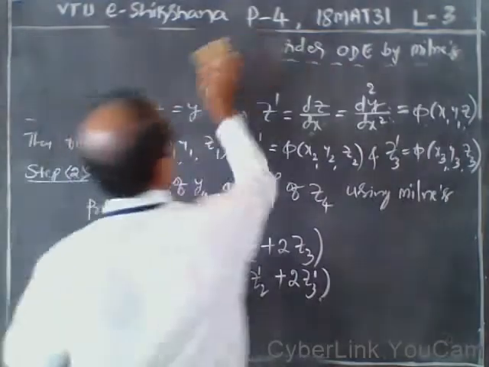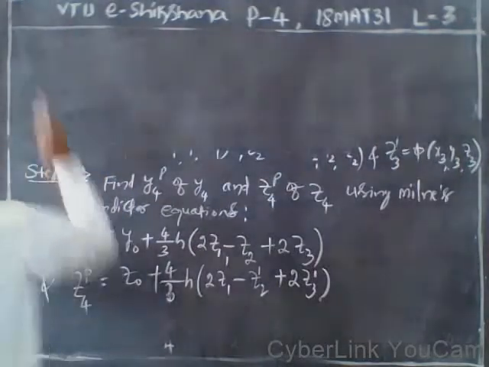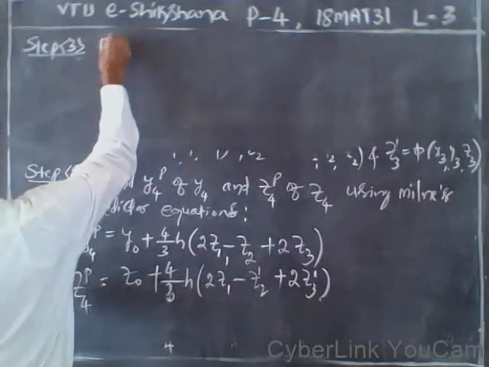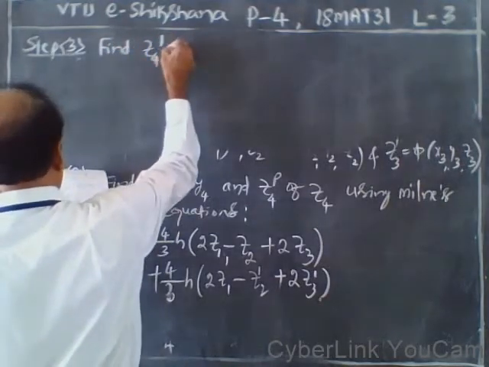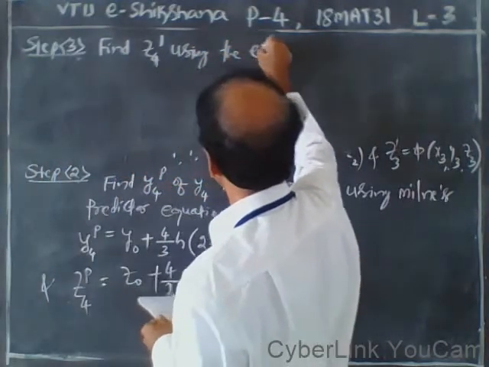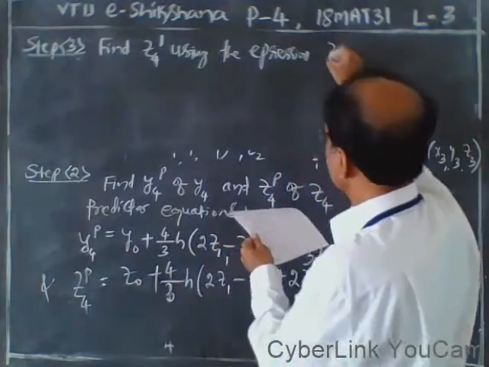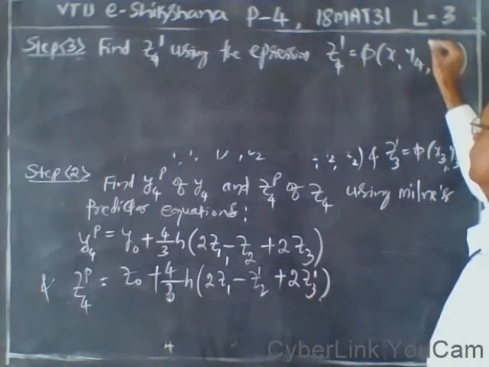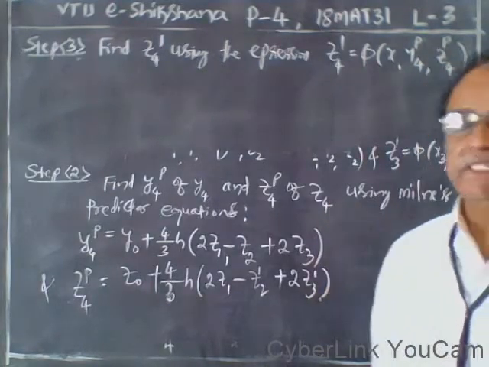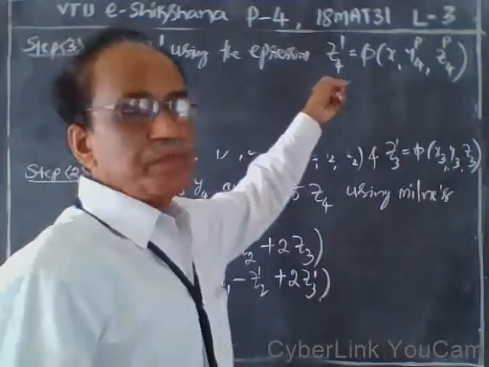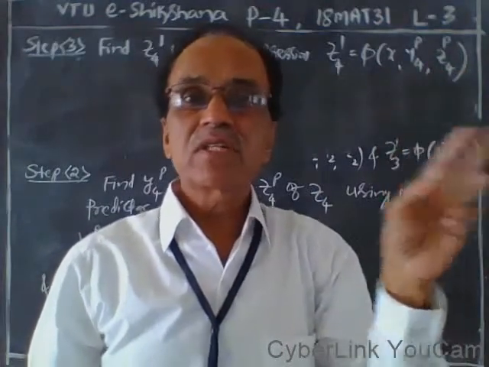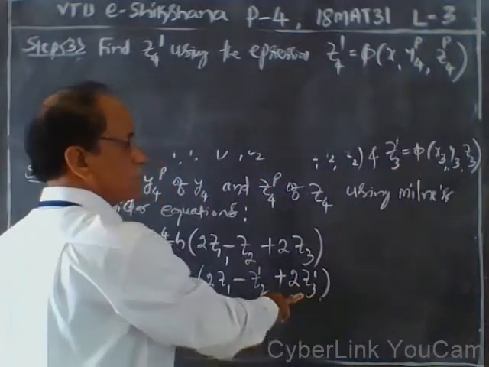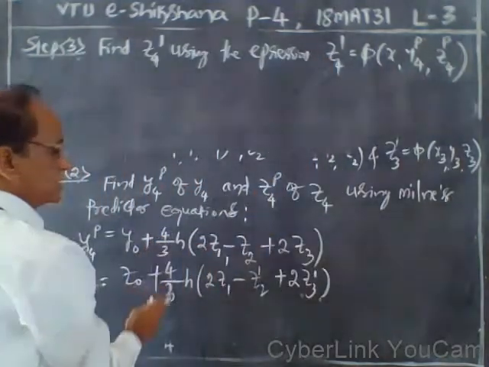In step 3, find z4 dash using the expression z4 dash is equal to phi of x4, y4 and z4, where y4 is predicted and z4 is also predicted. So these predicted values will be substituted in the equation converted from the second order to the first order. Up to z3 dash we calculate from the given table, but z4 dash we calculate using the predictor equations.